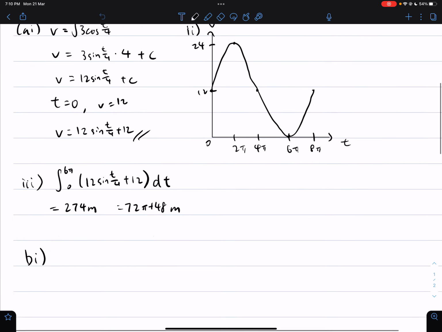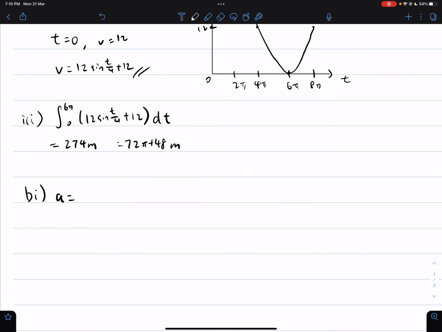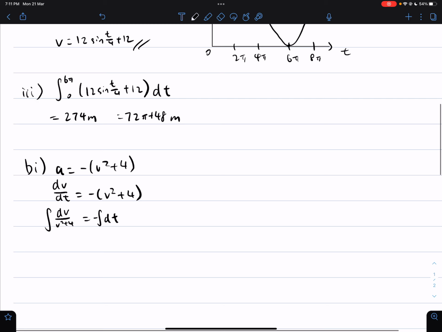So the only information we have is a equals negative v squared plus 4. So recall, a equals dv over dt. So we can rewrite the equation as this. And we think, so how do we get to the equation for velocity? Looking at this, we have to separate the variables, because it's a differential equation. And so we get the integral of dv over v squared plus 4 equals negative integral dt. So how are we going to do this?